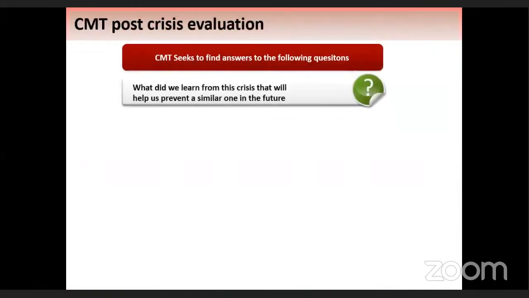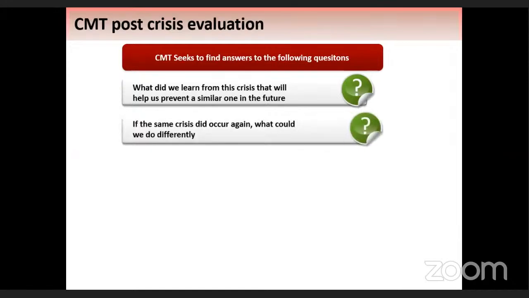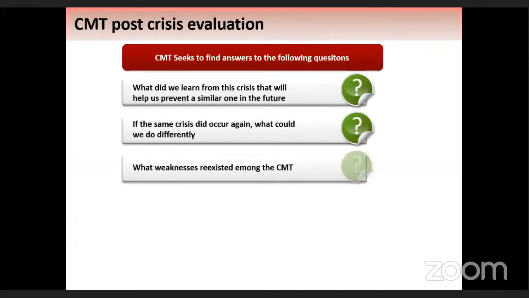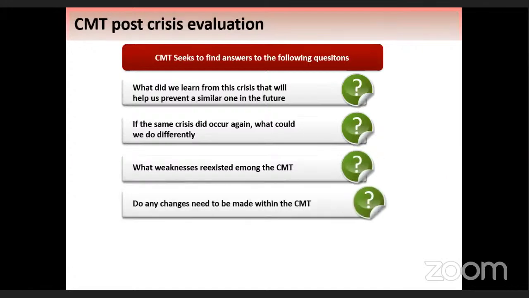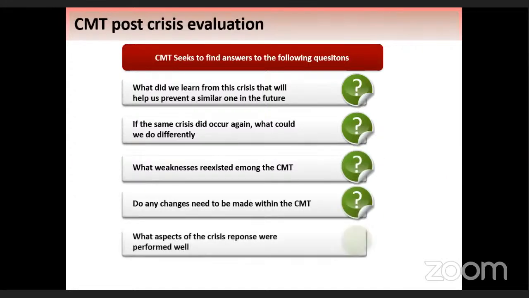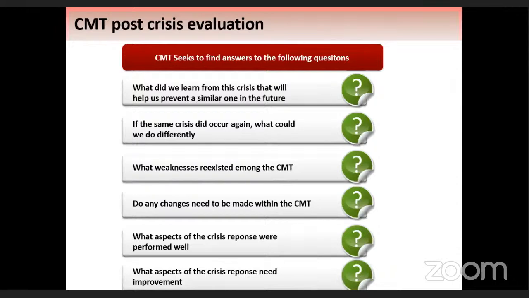These are the values. CMT seeks to find answers to the following questions: What did we learn from this crisis that will help us prevent a similar one in the future? These are the questions that will need to be answered. What do we learn? If the same crisis occurs again, what will we do differently?